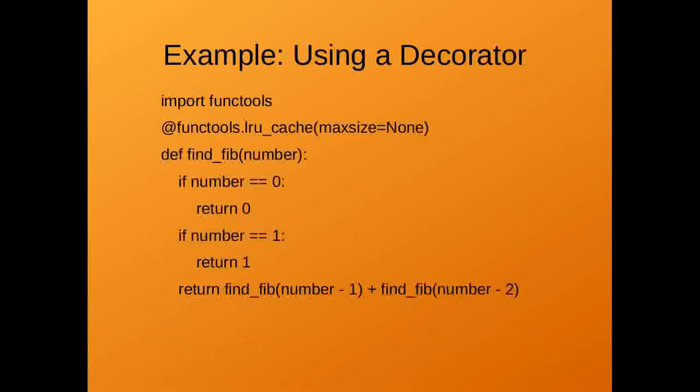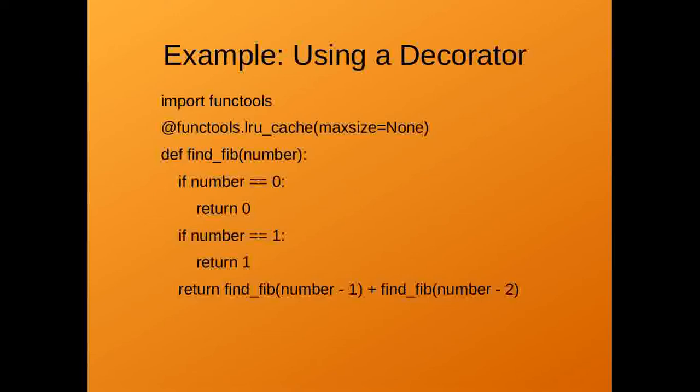Here's an example of using a decorator. You probably know from Intro Computer Science that finding a Fibonacci number defined recursively is very inefficient in most languages. Probably all languages. I'll bet even something lazy like Haskell, it'd be very inefficient. But if you add a simple cache decorator to your find fib function, it suddenly becomes much more efficient.